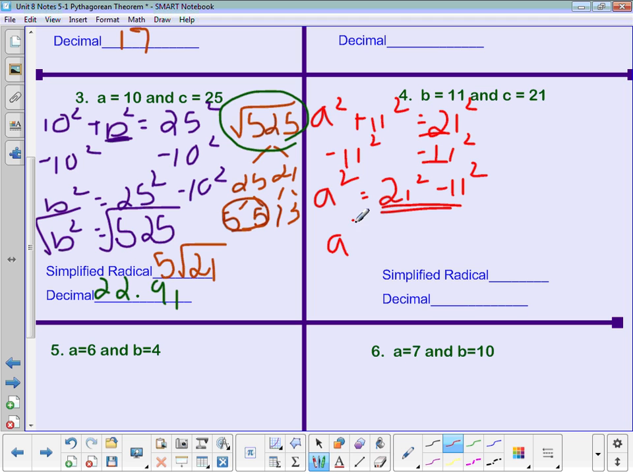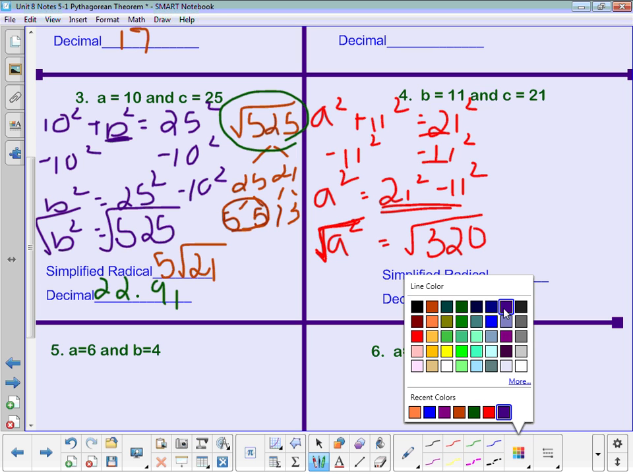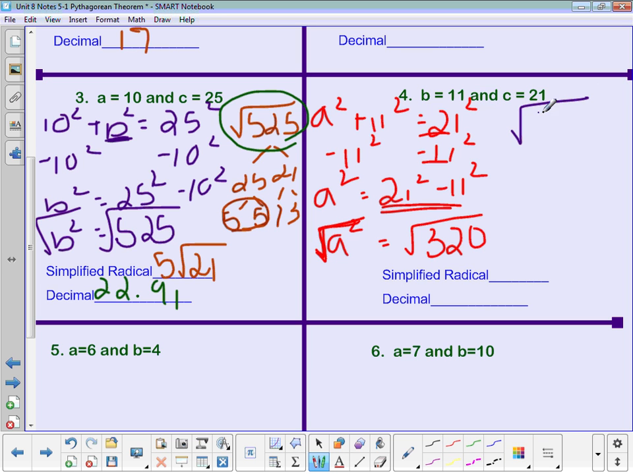And this right here is what I'm going to be plugging into my calculator. So then I get that A squared is equal to 21 squared minus 11 squared, which is going to give me 320. So if you were to just plug that in your calculator, that's what you get. Then I take the square root, because we need to take the square root of A squared in order to undo that square. Okay, so now we want to simplify that square root of 320 just like we've been doing.